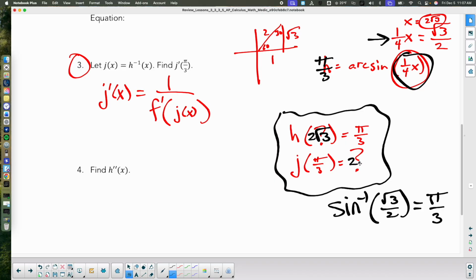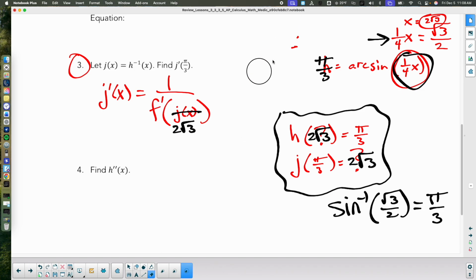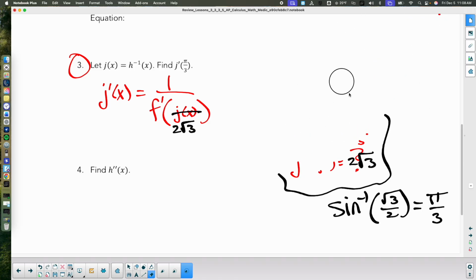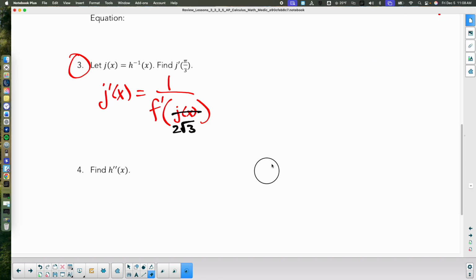And so 2 root 3 is the question mark that I'm going to write in place of j of x, or j of pi thirds. That clearly is going to be the worst part of the problem. Okay, and I can pretty much erase all this now, because all of this was just for the inverse information. Now in my formula, I've got it set up to do 1 over f prime of 2 root 3.